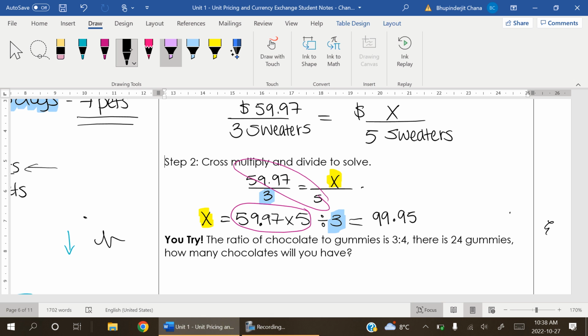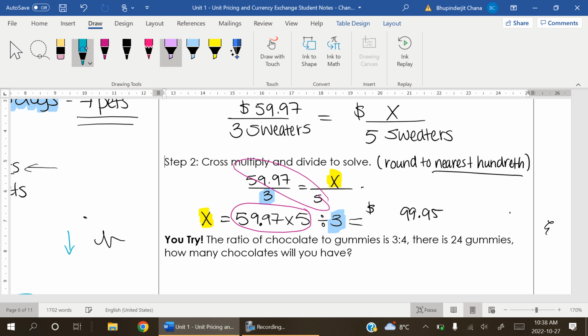I get 99.95. Whenever you're dealing with money, you want to round to the nearest hundredth. The reason being is because we always, even in stores, pay to the nearest hundredth. This is money, so I'll put a dollar sign there. Again, in D2L, I'll have the dollar sign there for you already. You just need to put your number into the box with the correct rounding. So that's what will go into the box.